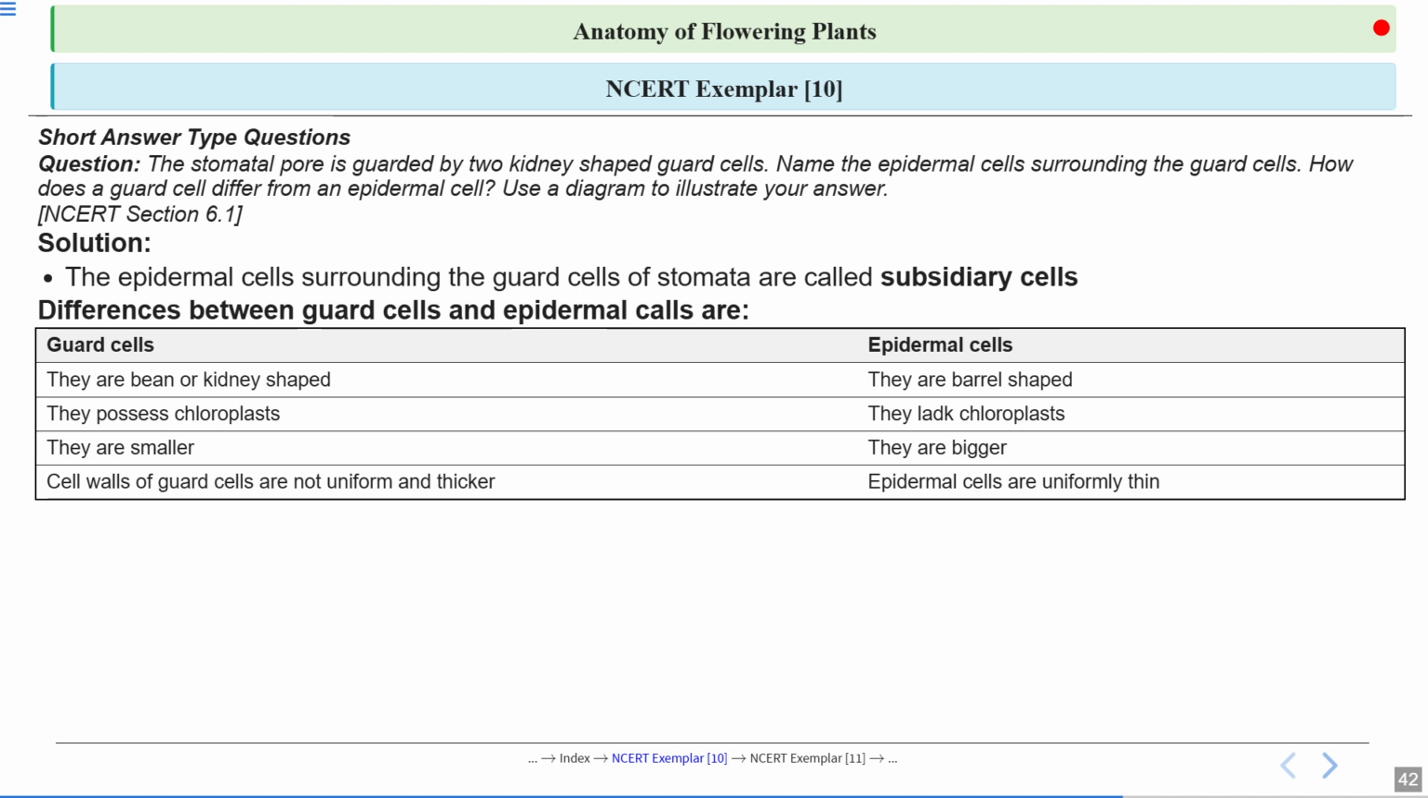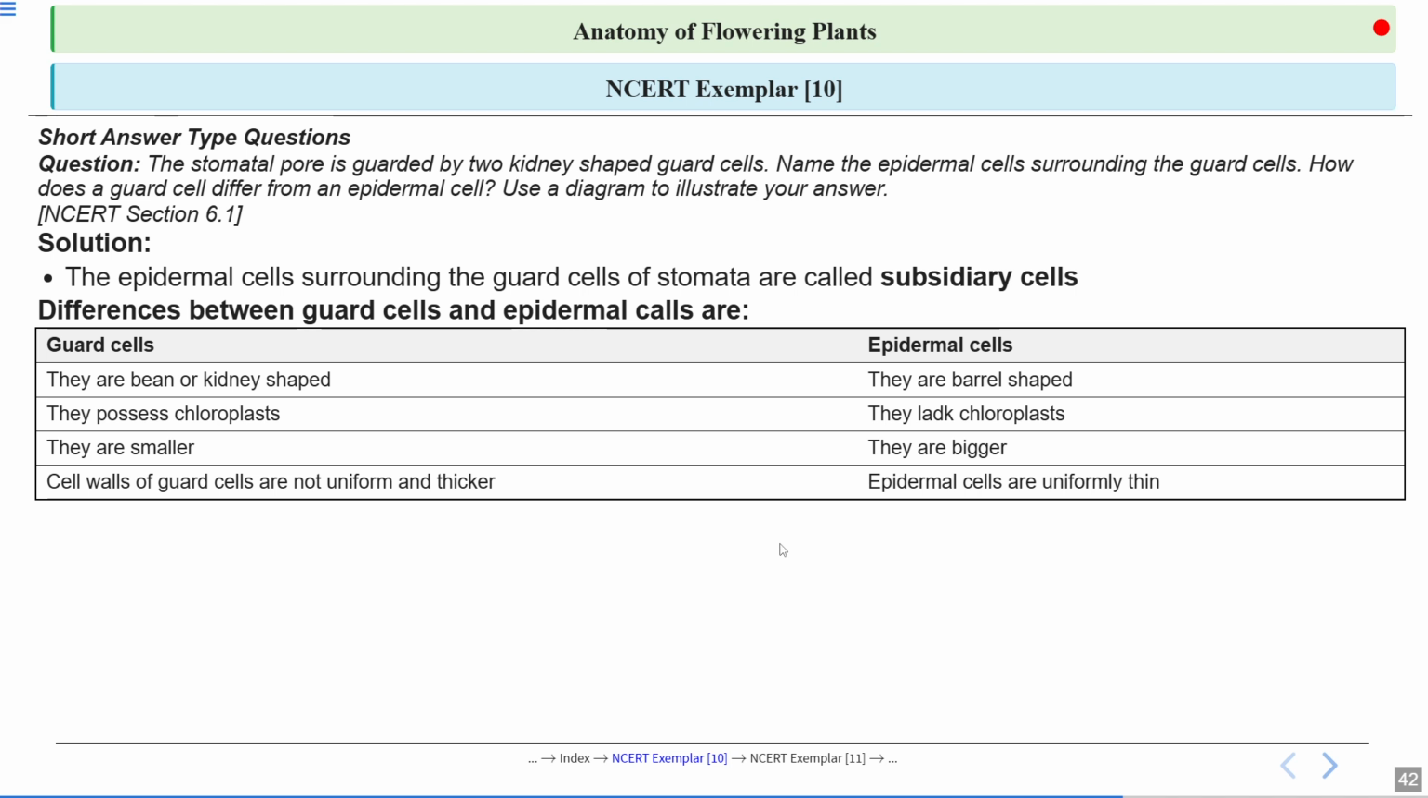But epidermal cells are barrel shaped. You know a barrel, a wooden structure in which wine is made, or a container. So shape wise, they are barrel in shape. The guard cells possess chloroplast, but the epidermal cells do not have any chloroplast, so they cannot do photosynthesis. But the guard cells can do photosynthesis.